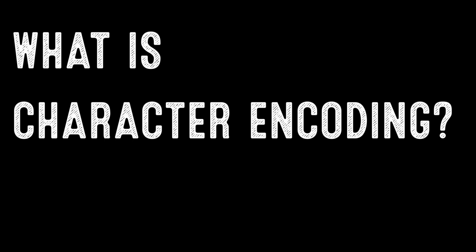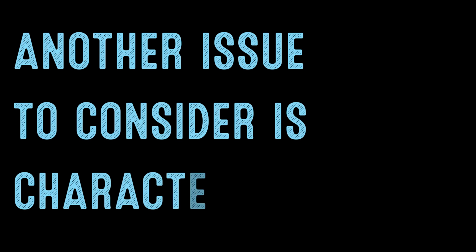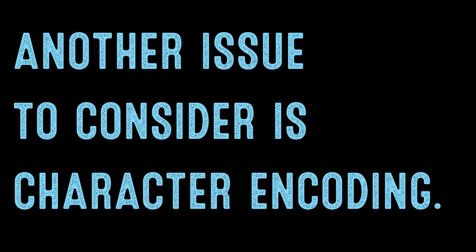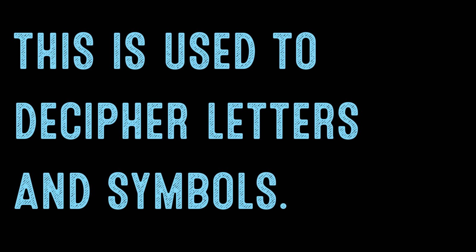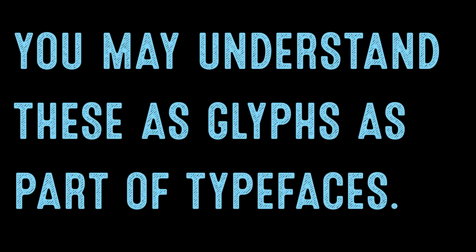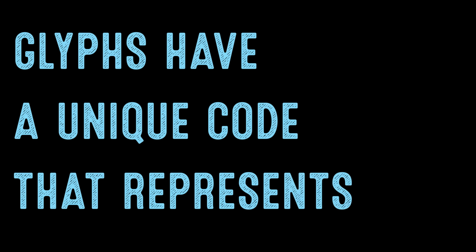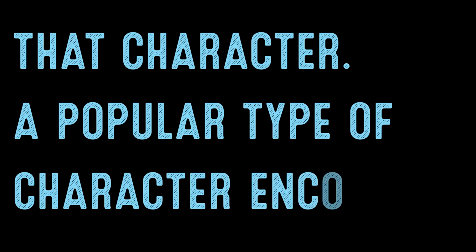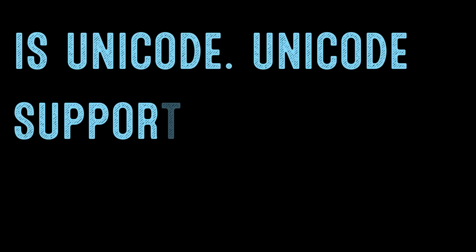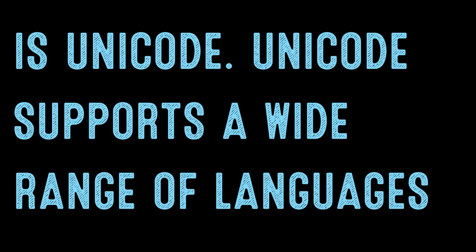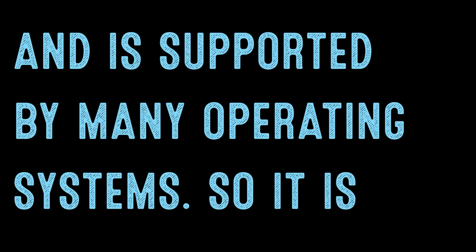What is character encoding? Another issue to consider is character encoding. This is used to decipher letters and symbols. You may understand these as glyphs as part of typefaces. Glyphs have a unique code that represents the character. A popular type of character encoding is Unicode. Unicode supports a wide range of languages and is supported by many operating systems, so it is ideal for use in multilingual websites.